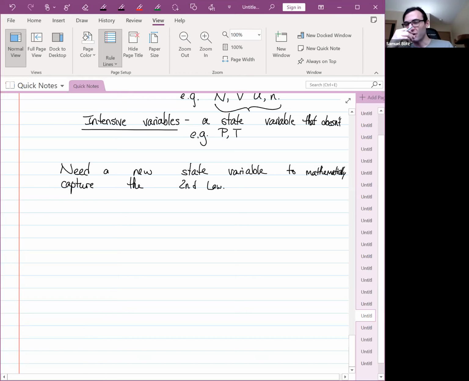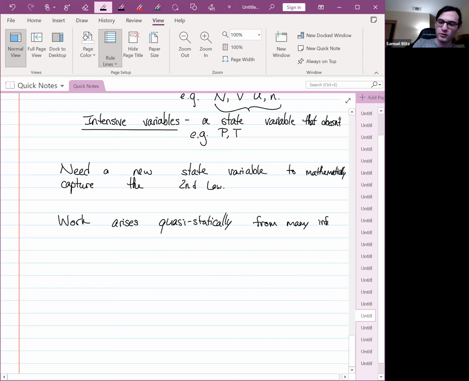What we don't know is we don't really have a formula for heat in the same way that we have a formula for work. So recall that work arises quasi-statically from many infinitesimal steps of dW equals P dV.